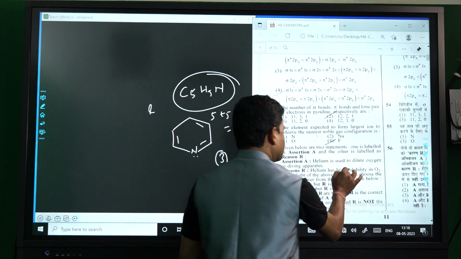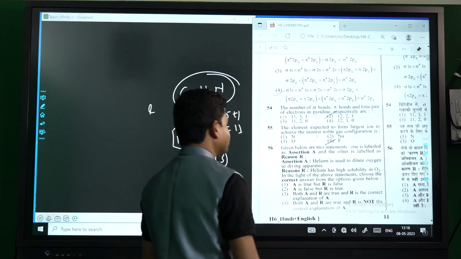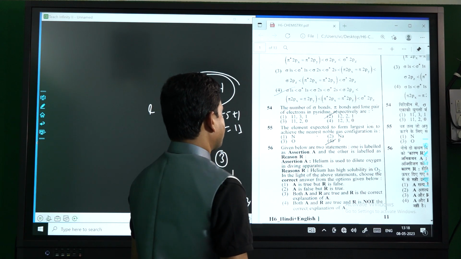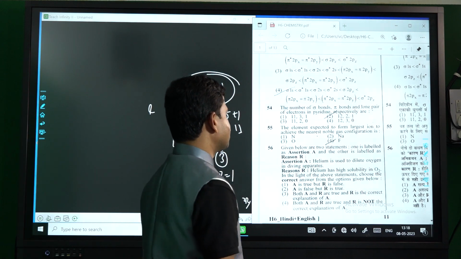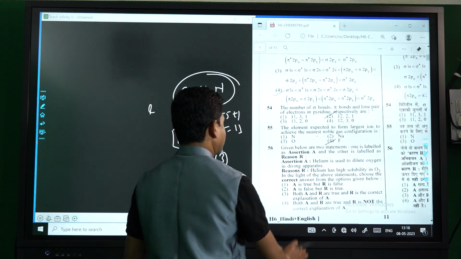Helium has a low solubility in any gas. So A is true, but R is false. So the answer to question 56 is option 1.